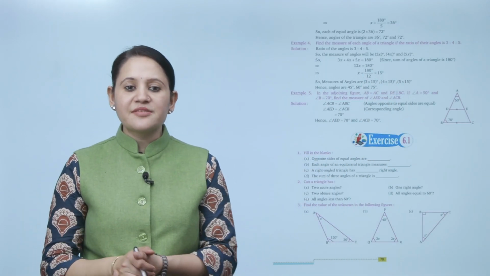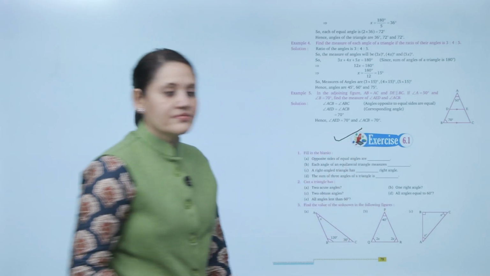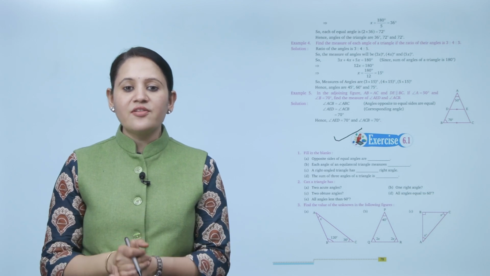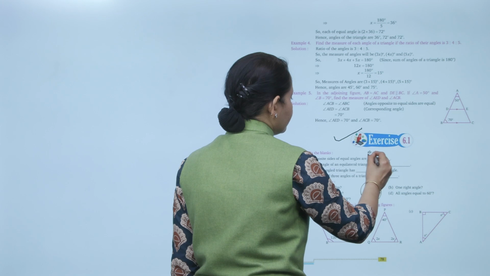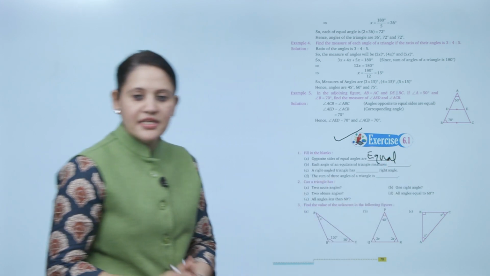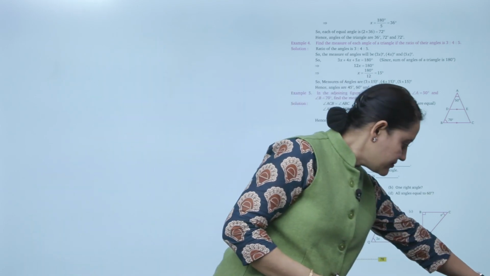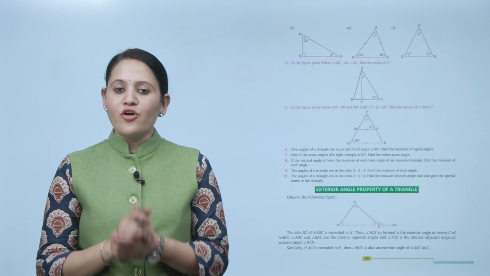Next is exercise 6.1. Fill in the blanks. Opposite sides of equal angles are equal. Clear? So practice all the questions of this exercise. Next is exterior angle property of a triangle.